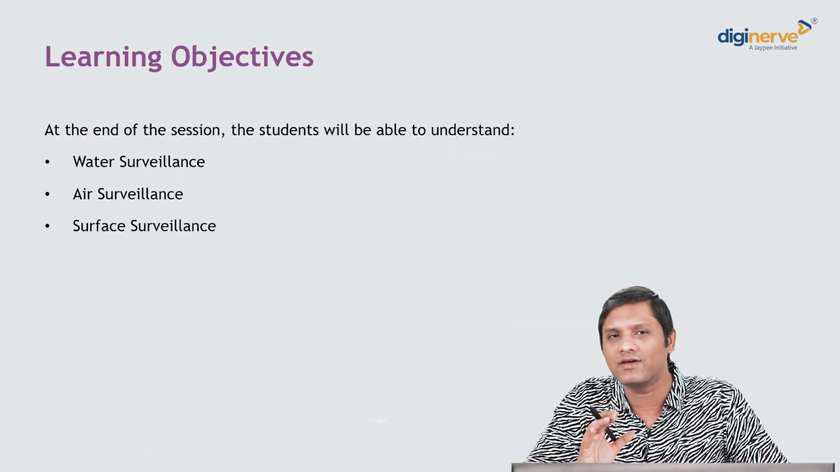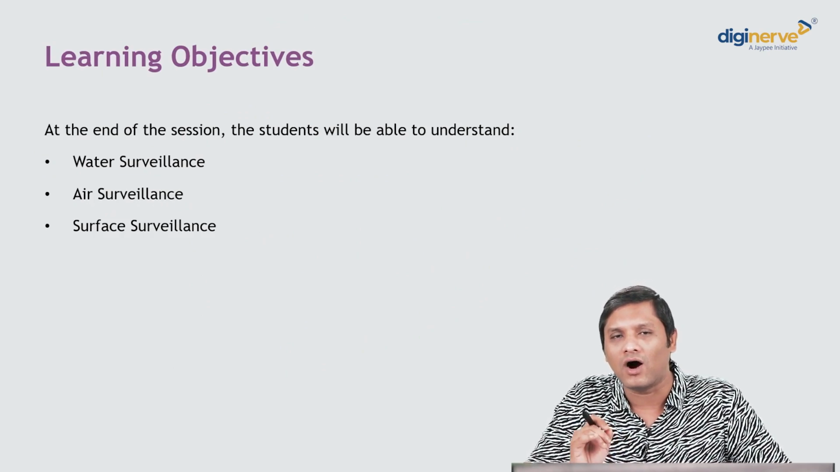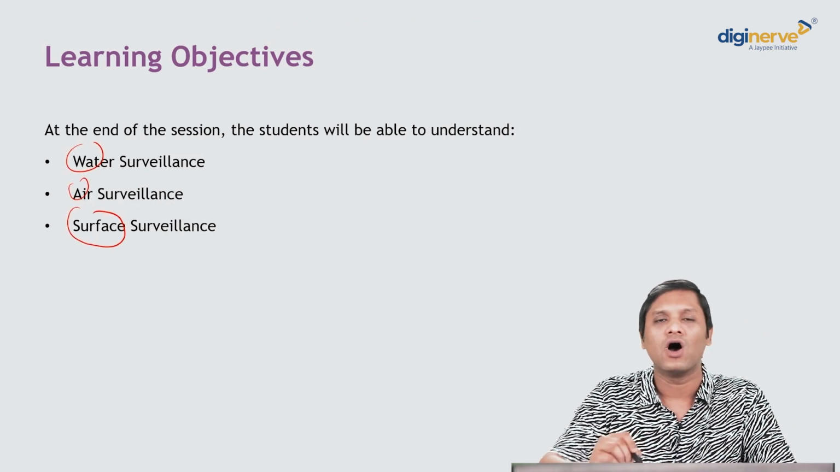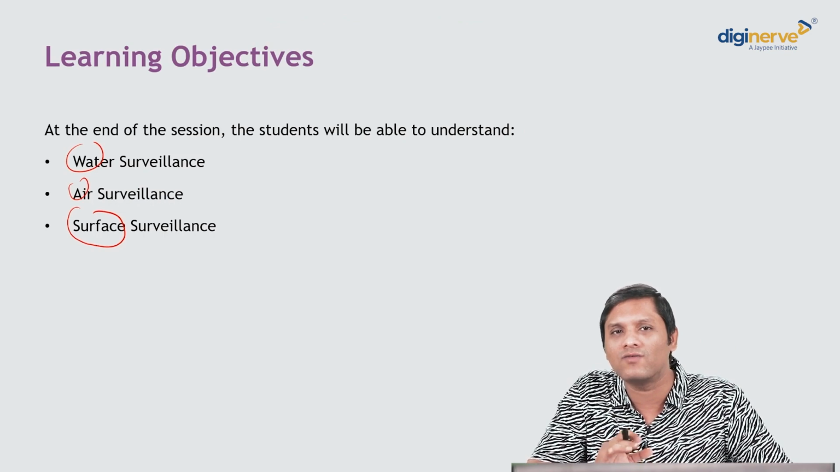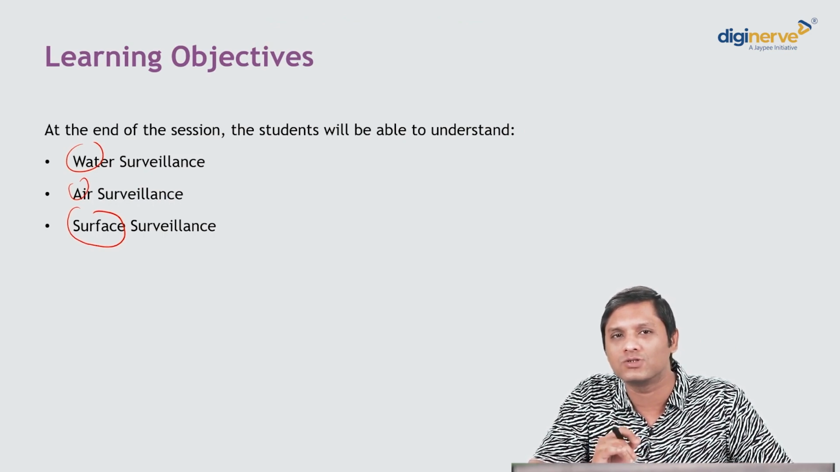Environmental surveillance plays a very important role in hospital infection control because you have to see whether the various environmental objects such as water, air and surface of the hospital are free of organisms or not, because you know that environment is a very important source of infection.